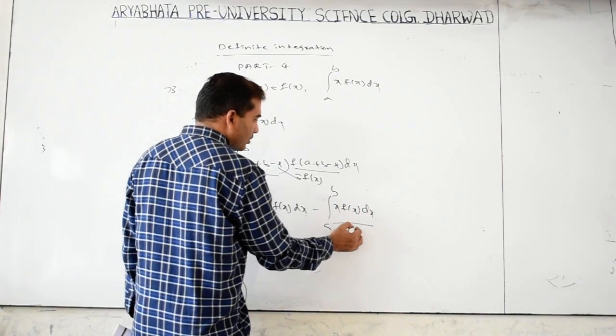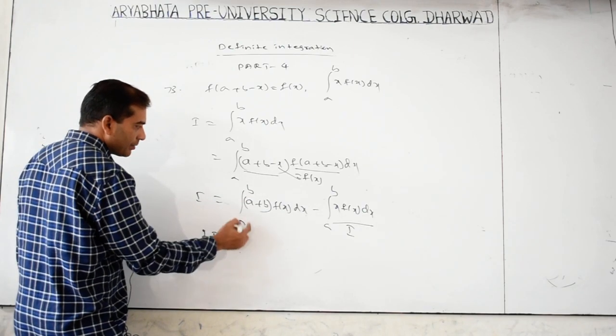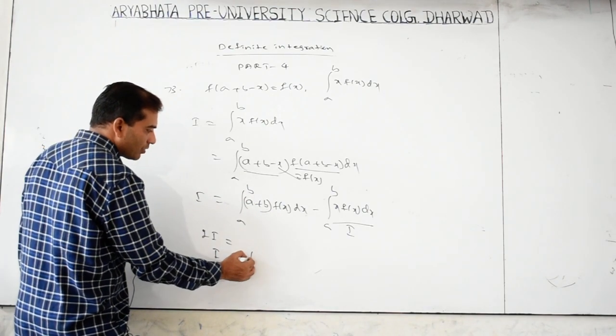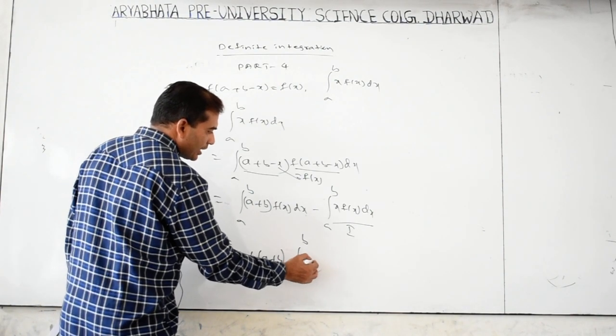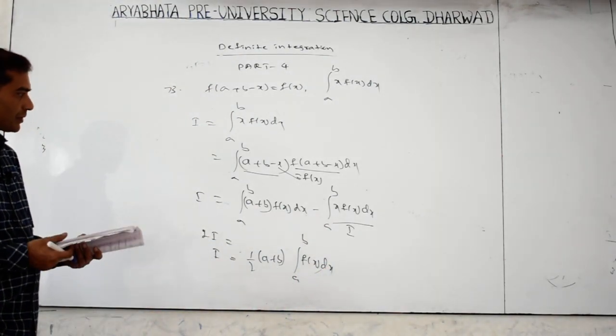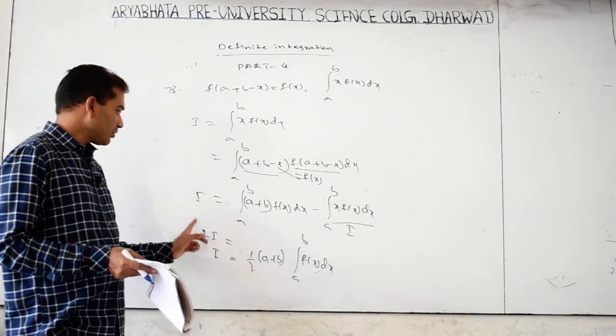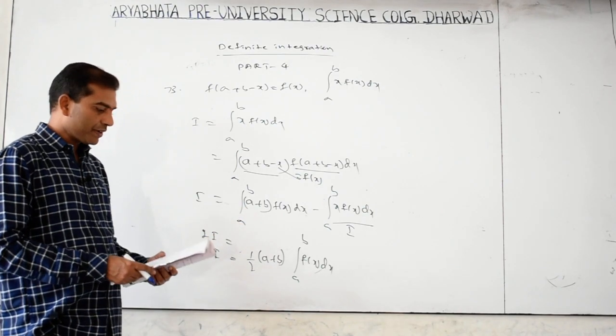This is equal to I, so I plus I is 2I, the same. I is equal to 1 by 2 (a plus b) integration of a to b of f of x dx. This is the answer. Understood? Taking this side, 2I equals a plus b, transposing the 2 to this side, 1 by 2, so a plus b by 2 into f of x dx.